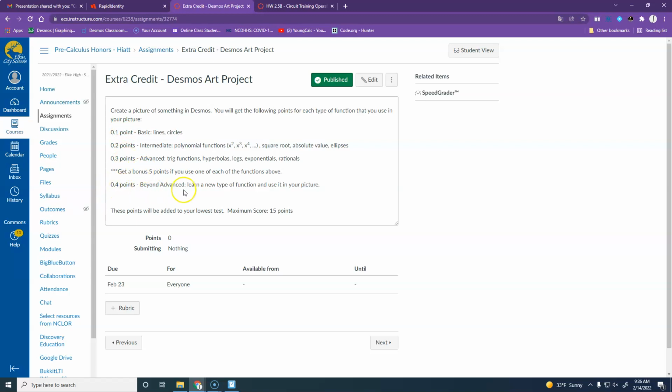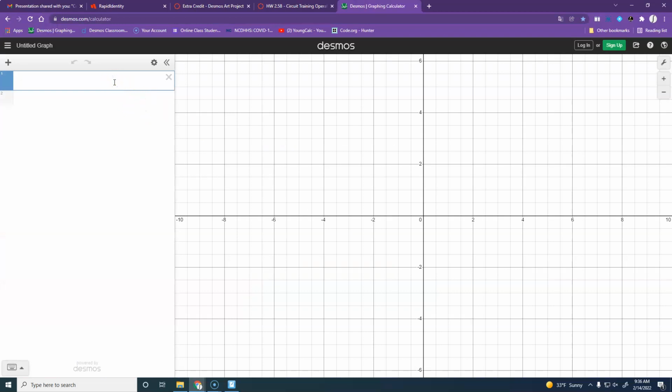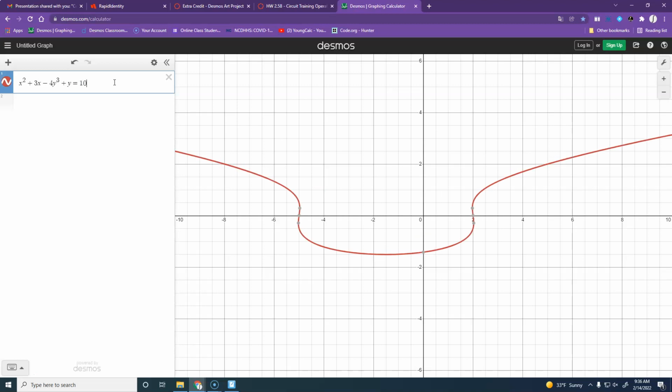Point 4, if you want, it's beyond advanced. So if you want to learn about a new function and use it in your picture, you can. Just to give you an idea of what I'm talking about there, if you do x squared plus 3x minus 4x to the third plus y. All right, hold on, let me make that y to the third. Y to the third equals 10. There's just a crazy looking function. All right, just kind of making up crazy stuff.